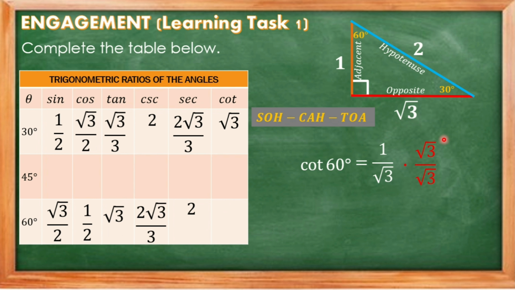So, multiply natin siya sa the square root of 3. 1 times the square root of 3 is the square root of 3, and the square root of 3 times the square root of 3 is equals to 3. And that is our answer for cotangent 60 degrees.